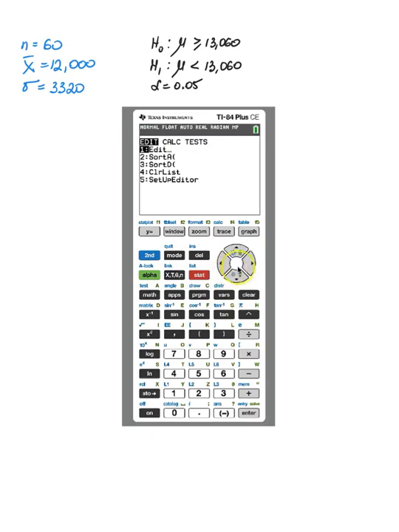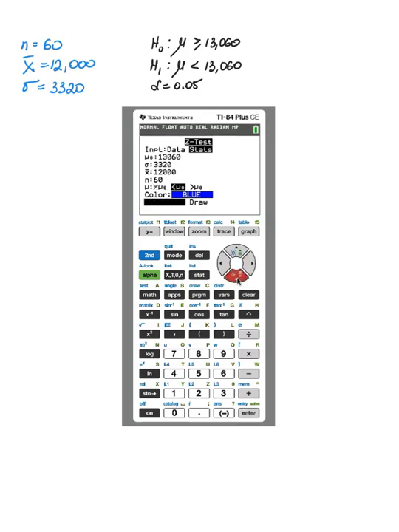Now we're going to use this information and enter it into the TI-84. First we go to Stat and scroll to Tests. The test we need is the z-test, so the first one in the list. I have statistics, not the data, in raw format, so I'm going to use that option. Mu sub 0 is the quantity involved in the hypothesis statement, which is 13,060. Sigma 3,320. Sample mean 12,000. Sample size 60.